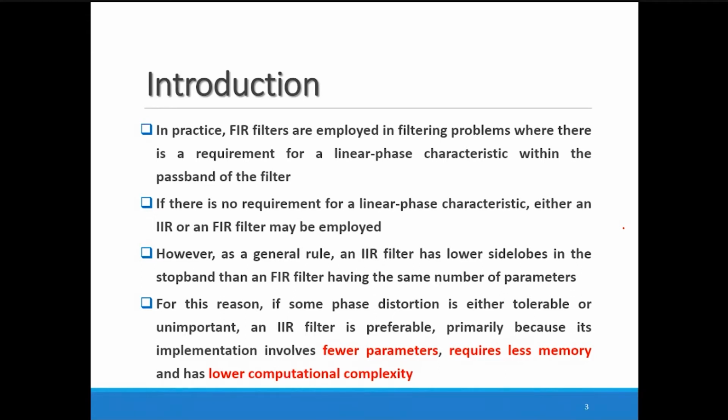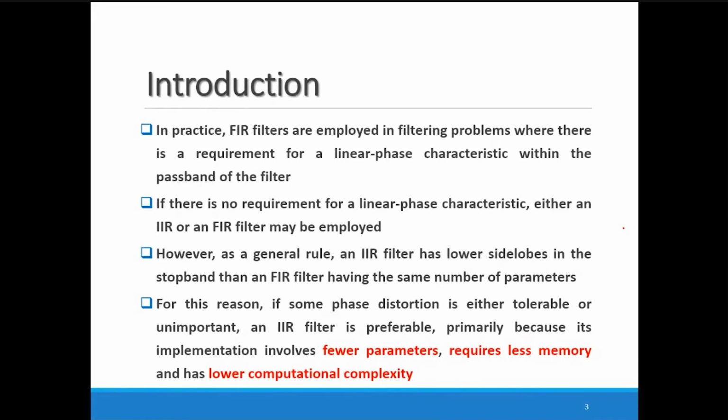So as a general rule, an IIR filter has lower side lobes in the stop band than the FIR filter having the same number of parameters. So the number of side lobes is less in the IIR filter in the stop band compared to the FIR filter having the same number of parameters. Suppose filter coefficient parameters are given and are common for FIR and IIR filter. In that case, the IIR filter has lower side lobes in the stop band.